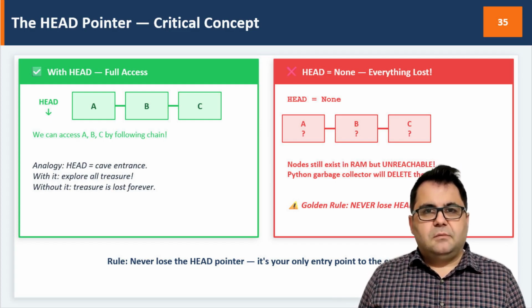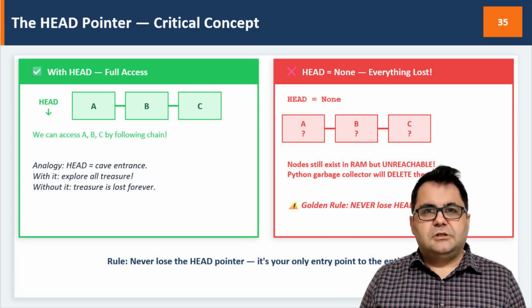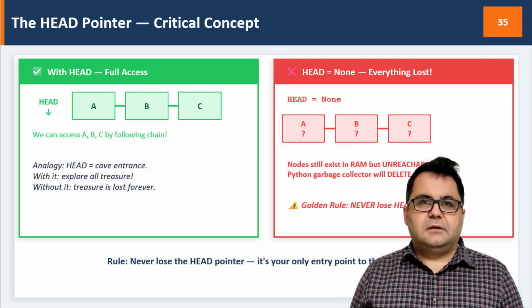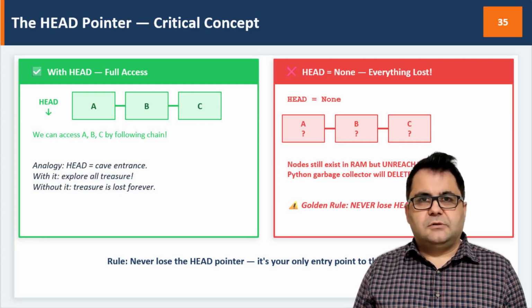Usage example. We create a new cart, call isEmpty, and it returns True because head is None. Then we add an item, we'll implement addItem next. Call isEmpty again, and now it returns False because head points to something.